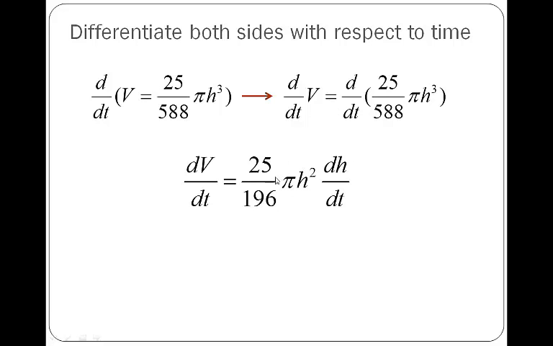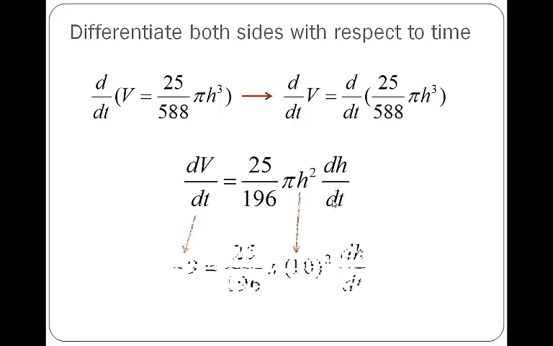The pi just stays there, and then you have to subtract 1 from the power, so the 3 becomes a 2. But then the chain rule says I have to multiply this by the derivative of the block, the derivative of the function that was being raised to the third power. So the derivative of h with respect to time is just dh/dt.